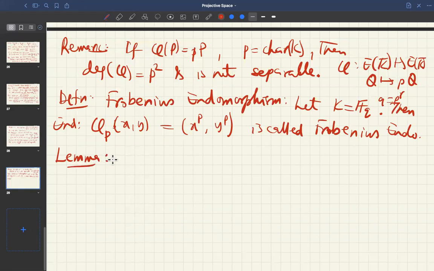From here what you can see is that the degree of the Frobenius endomorphism is p. You can clearly say that.